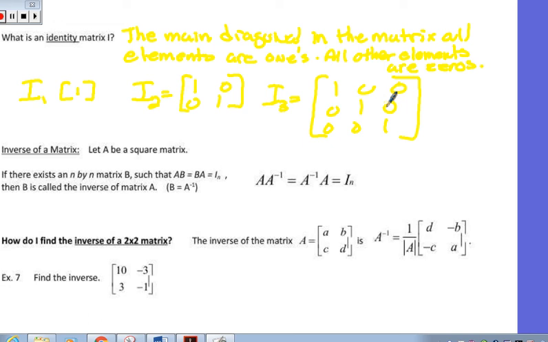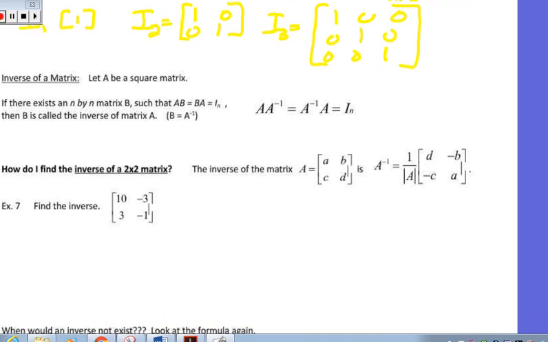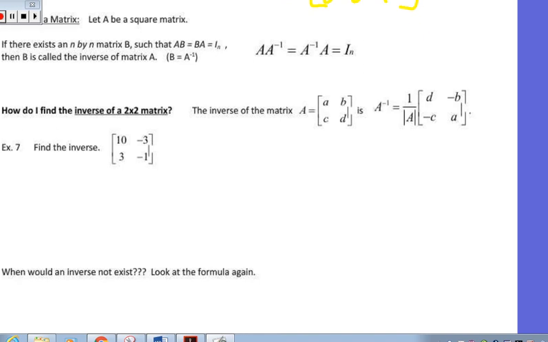An inverse will exist if I can multiply the original matrix by its inverse and we get the identity matrix. That's why we were speaking about these identity matrices here. Alright, so first thing we need to do is how do we find the inverse of a matrix. And we're going to just start with these square matrices here.